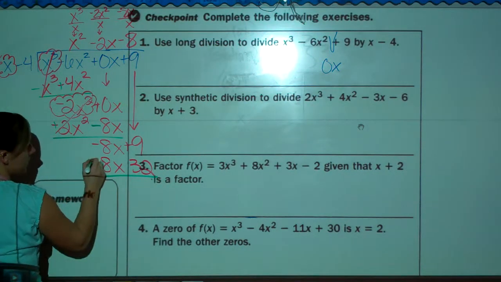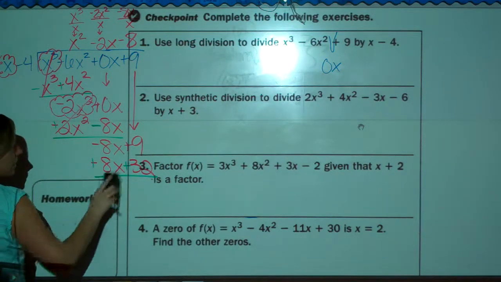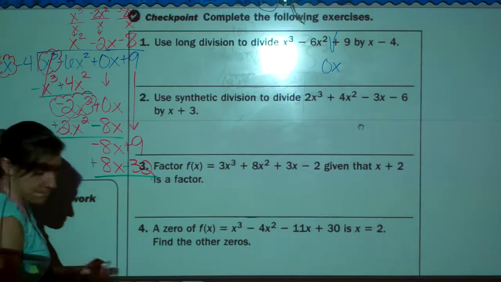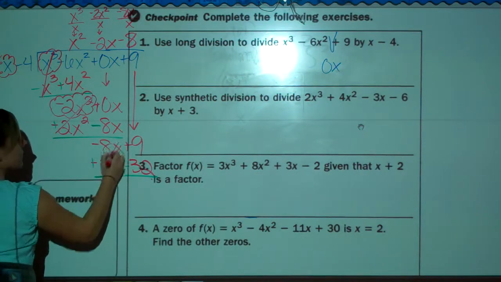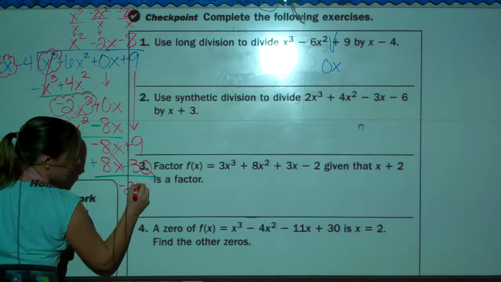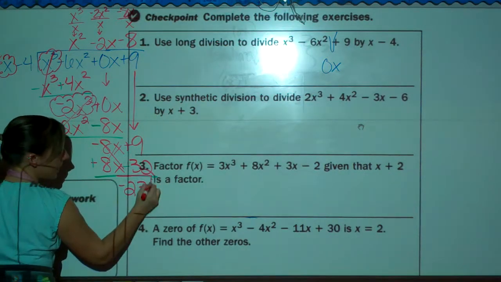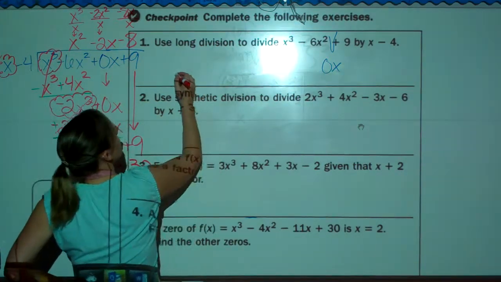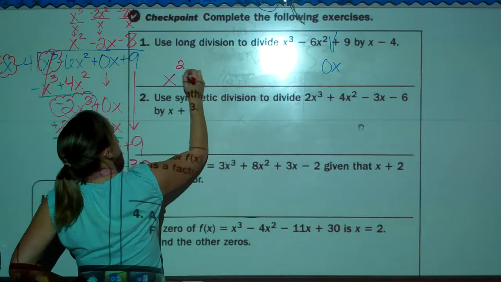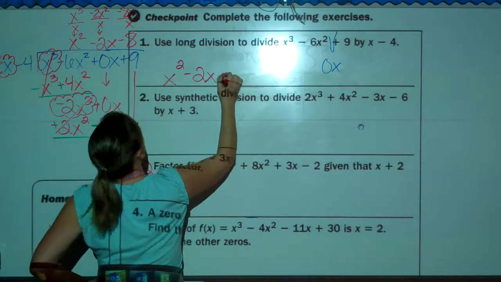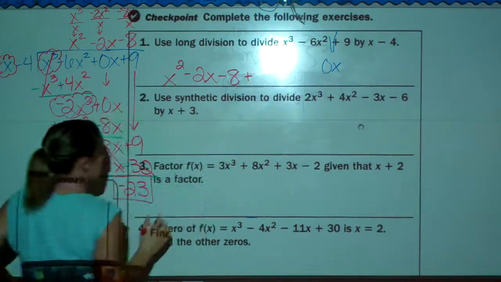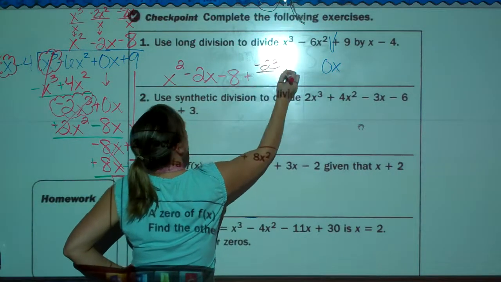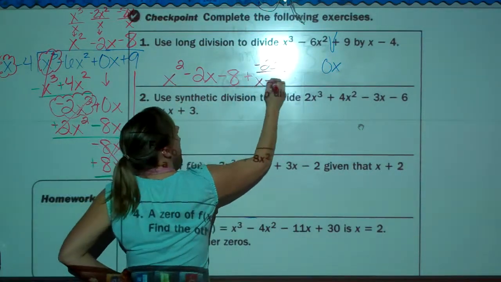Draw my line, change my signs. Oh, excuse me. Change my sign to a negative. Okay, these cancel. That becomes a negative 23. So that is our remainder. So remember, this is the answer. X squared minus 2x minus 8 plus, and now we just add the numerator on. Negative 23 over x minus 4.